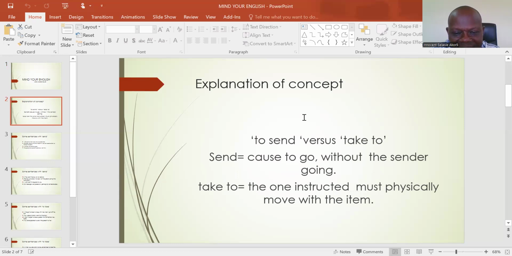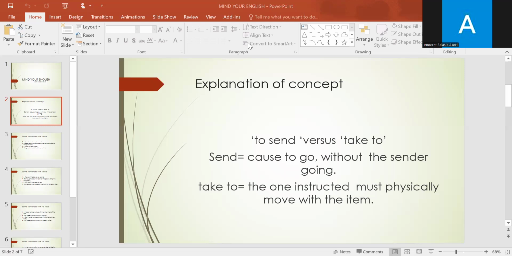Most of the time in the Ghanaian language, in the Ghanaian sense, when we say send something to somebody, we are expecting the person who is receiving the instruction to physically move the thing from one place to the other. But the use of the word in that sense is wrong.